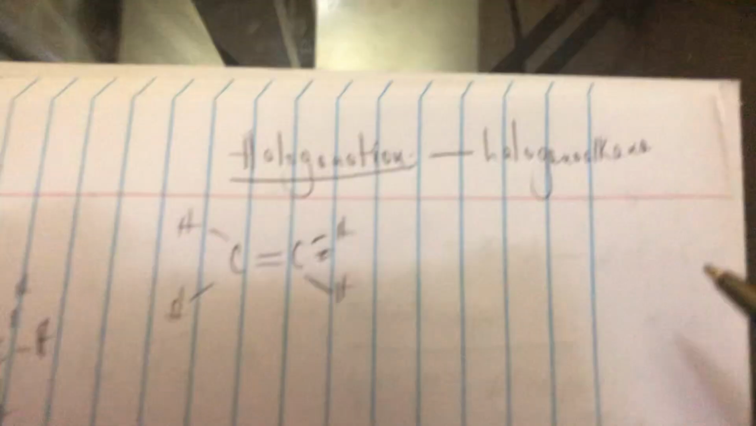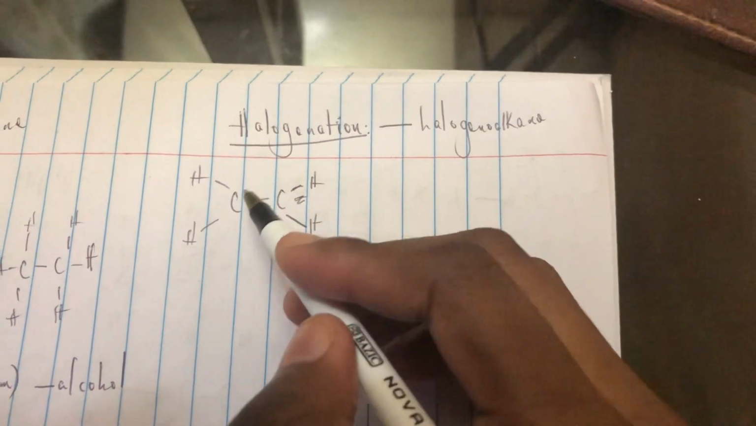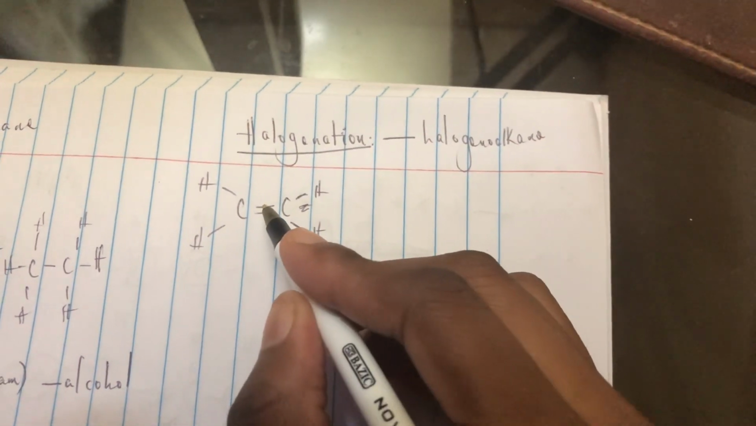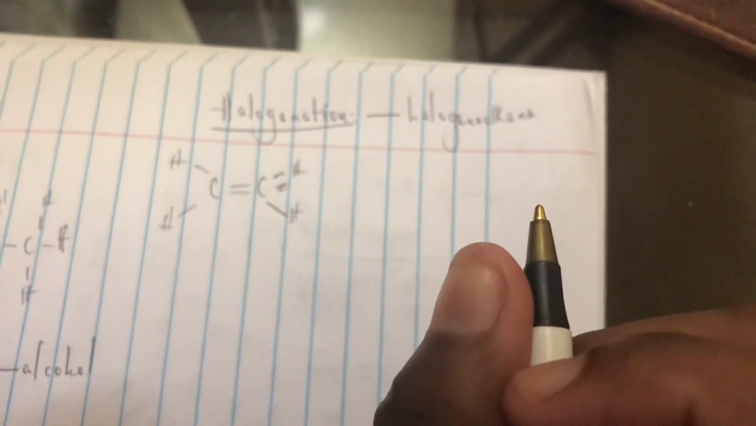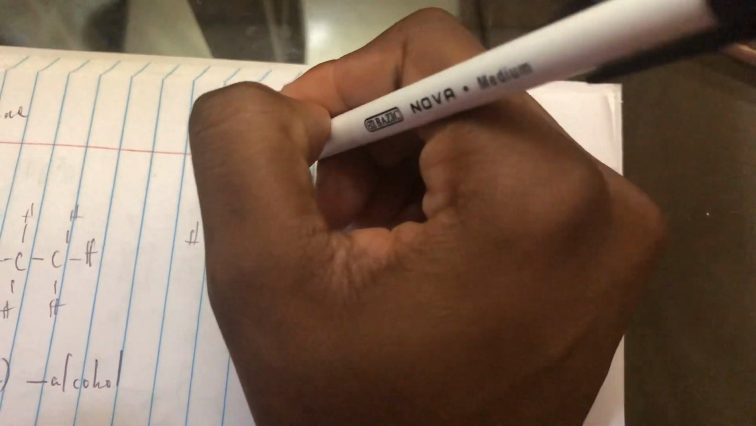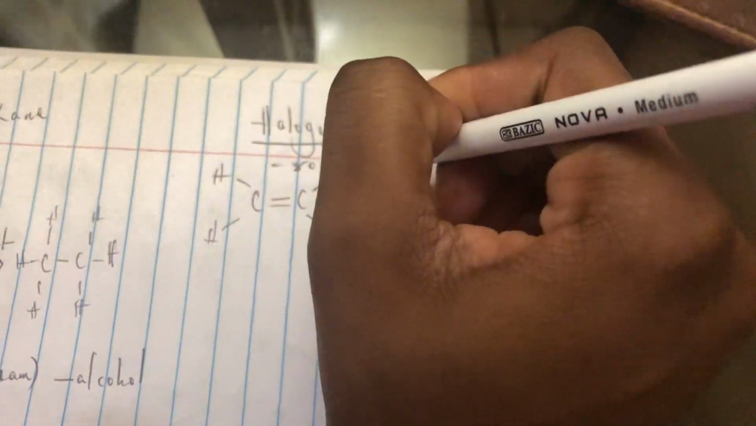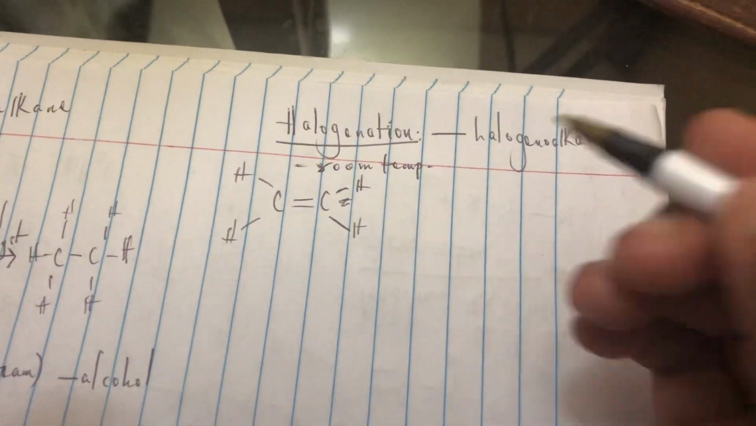Lastly, we're going to look at halogenation. That's basically the addition of a halogen to the double bond, breaking the double bond down, forming a single bond and adding halogens to it, so making a haloalkane, right? This addition reaction is done at room temperature, so I'll just write down room temp. But there's no catalyst used actually in this reaction, so that's quite simple to remember.